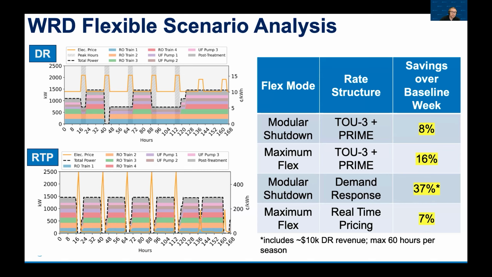If you combine modular shutdown with demand response, there's a really high amount of savings, but there's an asterisk there because some of that is revenue that's coming to you for the demand response event. And that profile is on the left here on the slide. Just as another aside, you can only do that 60 hours per season, so maybe you wouldn't be able to realize those savings constantly. And then finally, maximum flex with real-time pricing, you can only see about 7% savings. So that's just an example of the type of flexible analysis we've been doing for WRD.